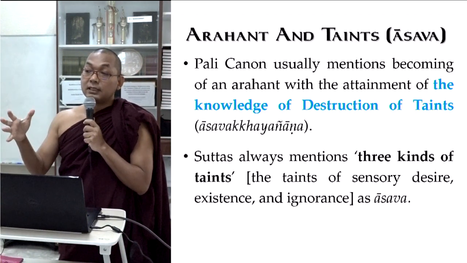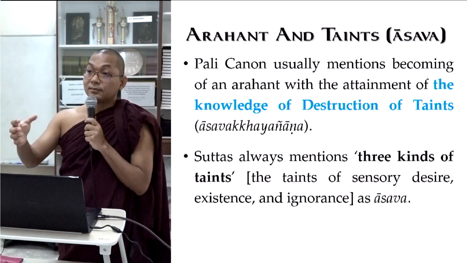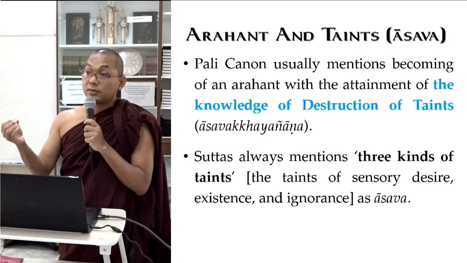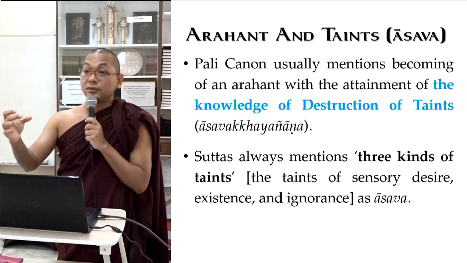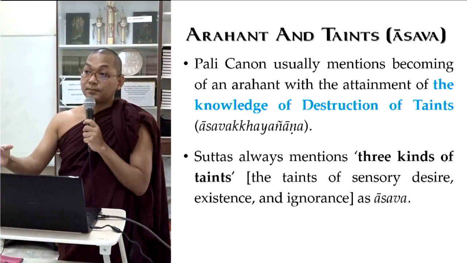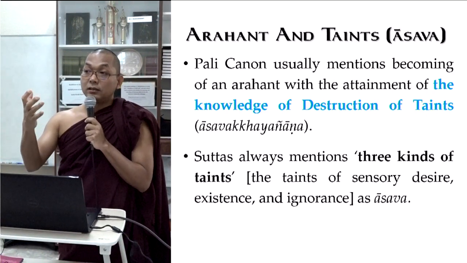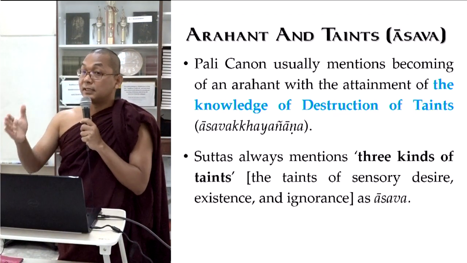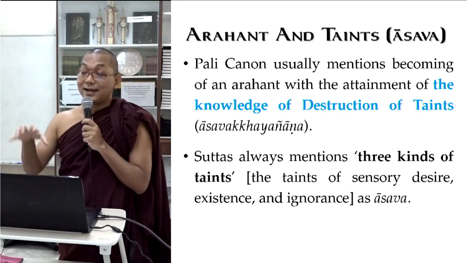So the taints of existence is taking loba, right? The wrong view is also another aspect of greed. So they have the same root, the root of loba. For that reason, the wrong view we can forget about it, because it is just a part of the taints of existence and the root of loba.